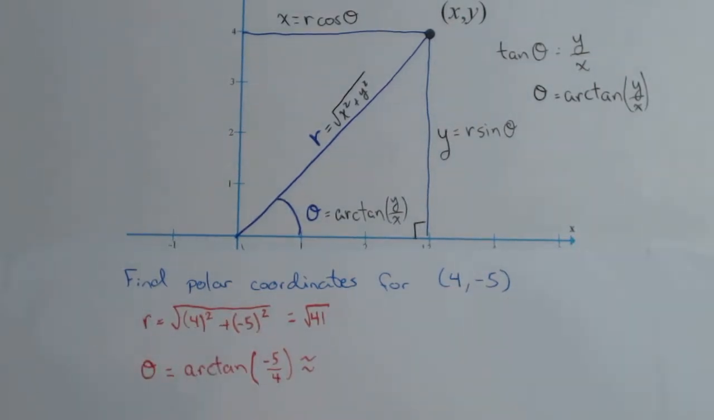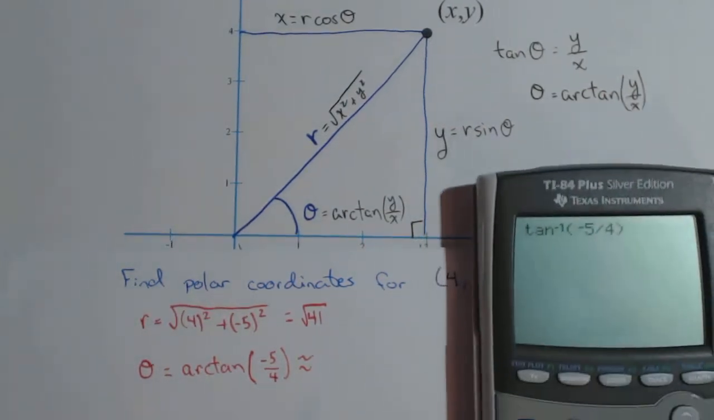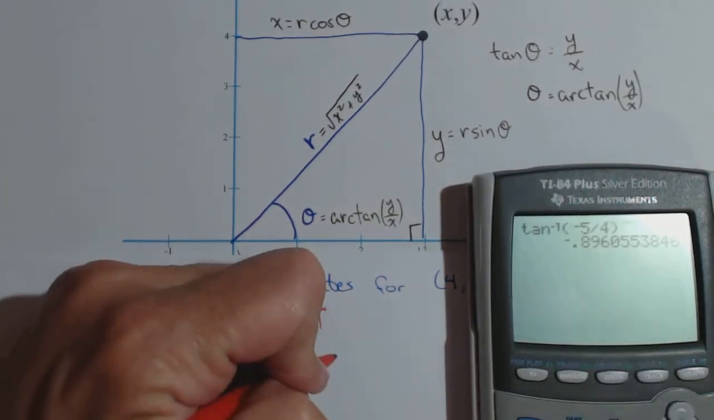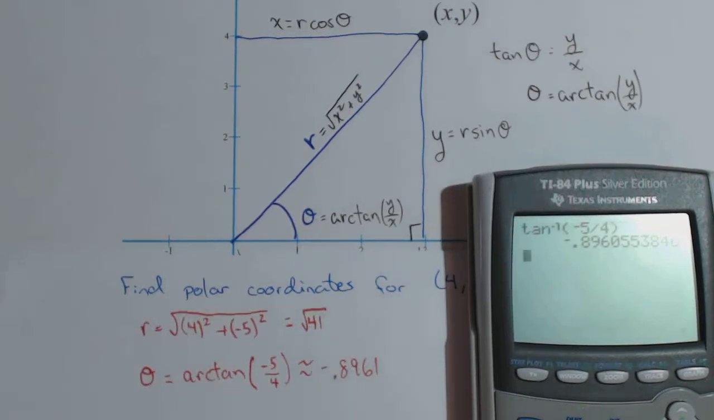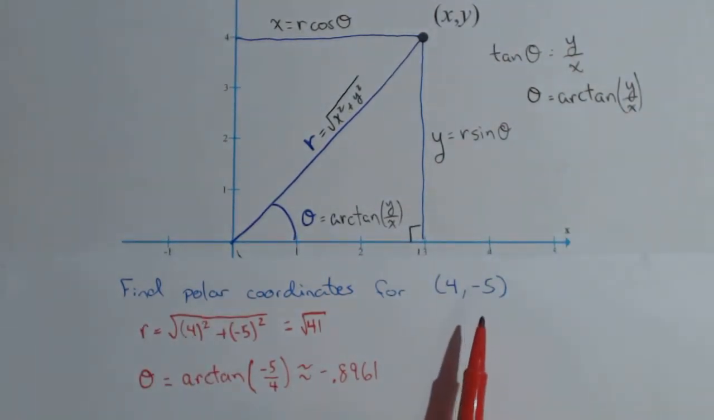And I'm going to bring my calculator in here. I'm going to do arctan of negative 5/4, and I get negative 0.8961. I'll go to 4 decimal points. A couple things that I want to mention here. Number one, that will actually work. Here's why. The point (4, negative 5) is in the fourth quadrant, as is this angle measure.